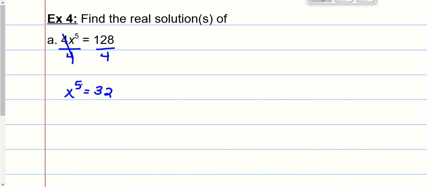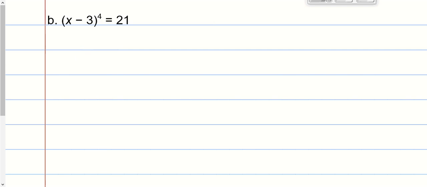So then to get rid of the fifth power, we're going to take the fifth root. So we have the fifth root of x to the fifth. And if we do that to the left side, we have to do it to the right side. So the fifth root of 32. On the left side, the fifth power and the fifth root cancel and leave me with x. On the right side, I'm finding the fifth root of 32. You're welcome to put that in your calculator if you would like. When you do, you're going to come out with 2. So there, x equals 2.